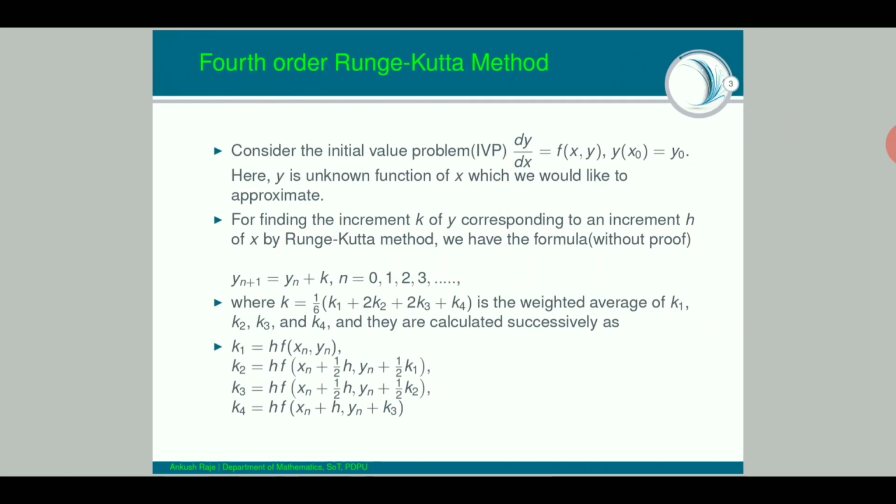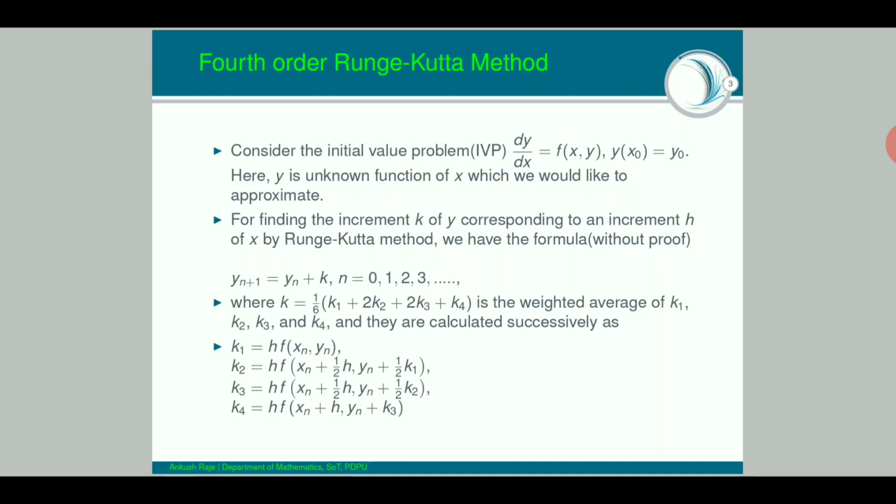We will consider the initial value problem. dy by dx is equal to f of x comma y, where y at x naught is equal to y naught. This is the standard format of the problem. This is our model problem as discussed earlier also. Here y is an unknown function of x which we would like to approximate. We want y in terms of x.